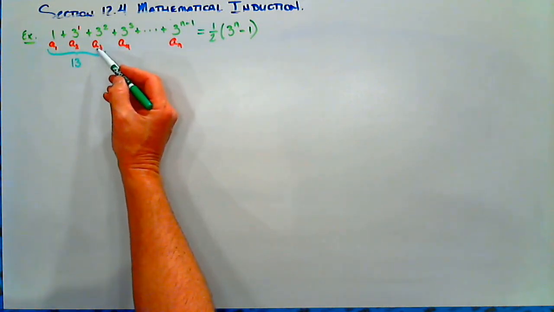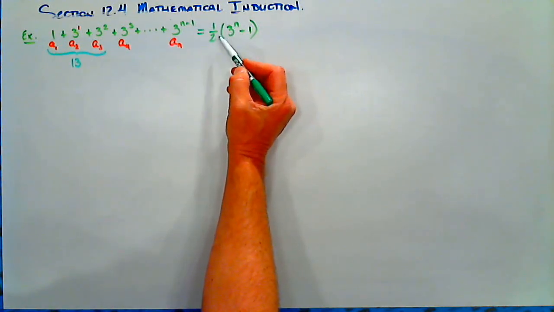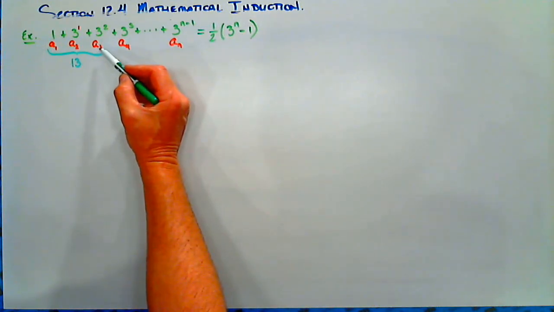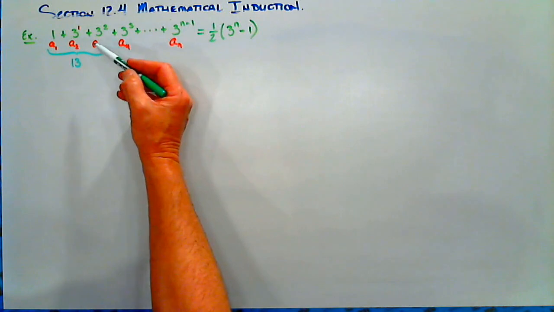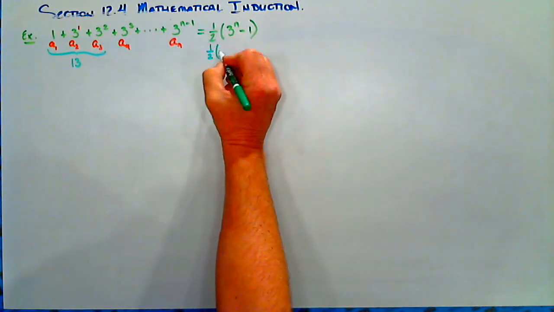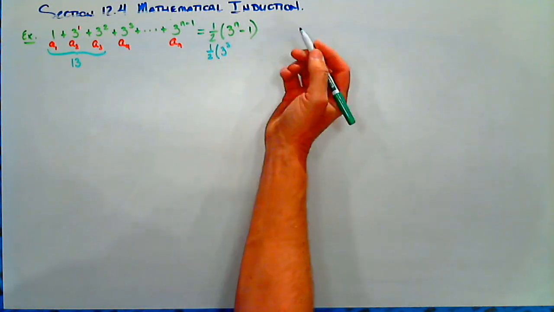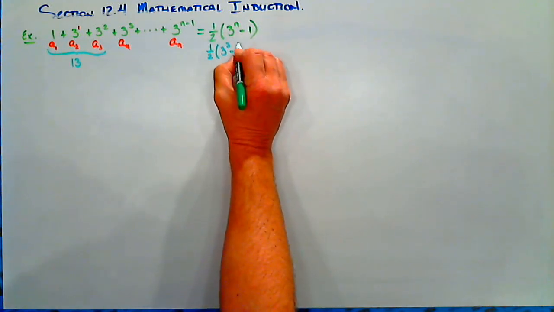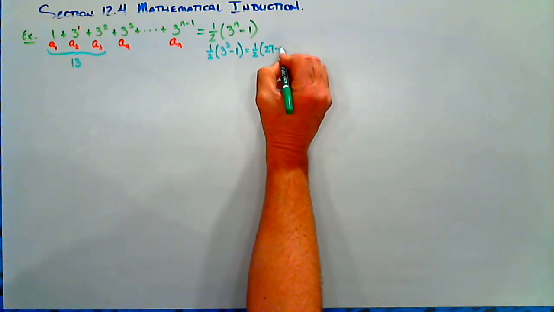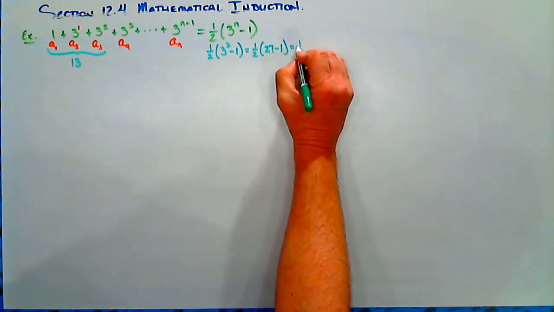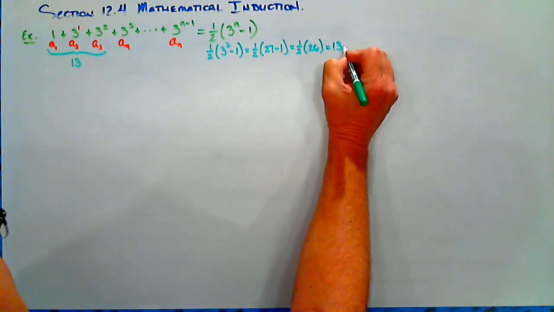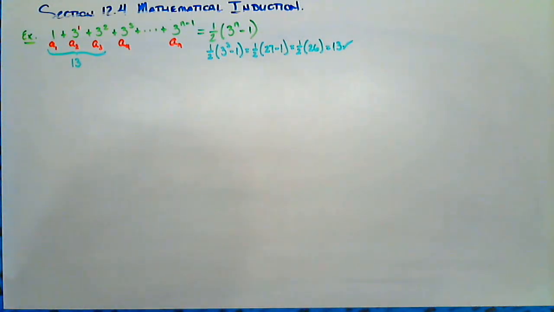Now, we added together the first 3 terms, so we should get the same thing over here when we plug in 3. There were 3 terms, so n is going to be 3. What do we get here if we plug in 3? We get 1/2 times 3 to the n, where n is 3 this time, minus 1. That's going to be 1/2 times 27 minus 1, which is 1/2 of 26, which works out to be 13, the same number.